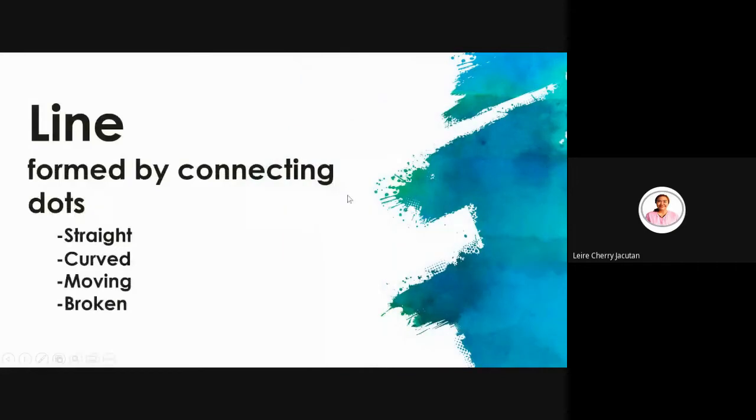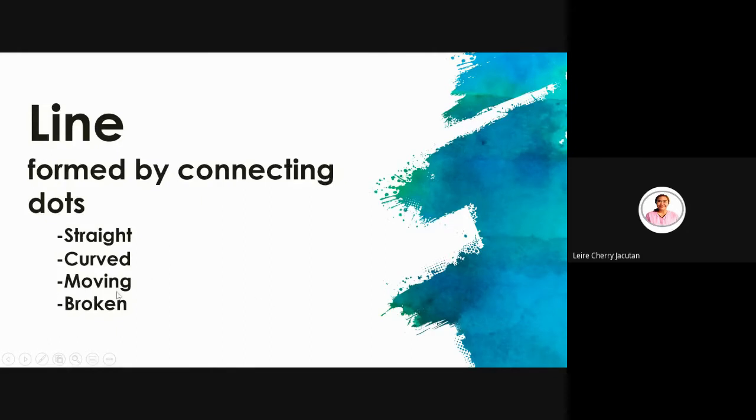So first, we have lines, and alam natin that lines are formed by connecting dots, and there are different types of lines. We have straight lines such as horizontal, vertical, and diagonal. We have curved lines like concave and convex. So concave, it's like a cave, yung sad face, di ba? And convex is like a bowl, yun, or yung sa happy face.